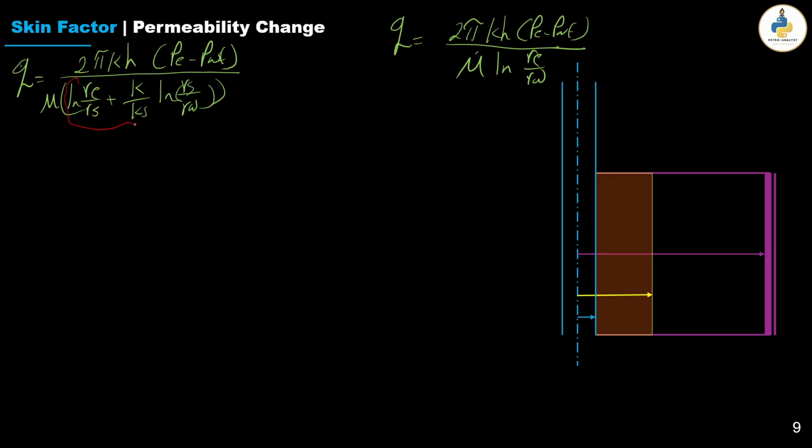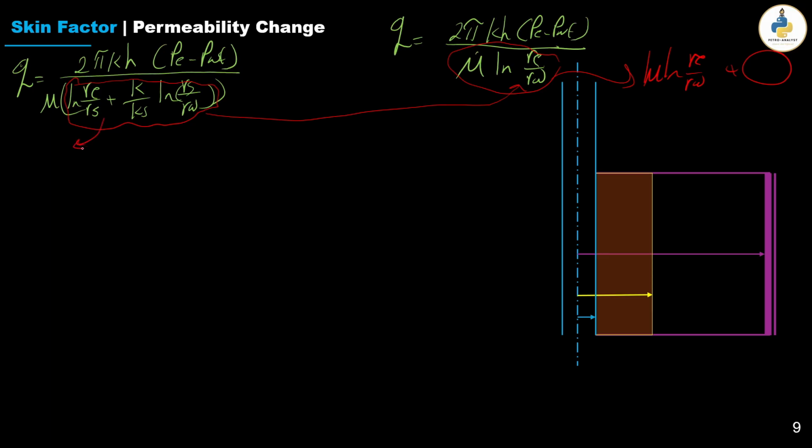Now, can we actually manipulate these terms to introduce ln RE over RW to be more like the ideal Darcy equation plus something? So the denominator is to be ln RE over RW plus something, and this something is going to be the representation of the additional pressure drop into the system due to the altered zone. So it will be the ideal behavior plus something, and this plus something is going to be our representation of the skin factor. So we can manipulate this mathematically.